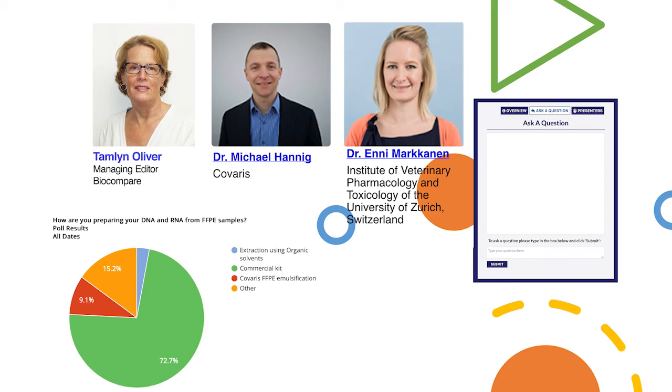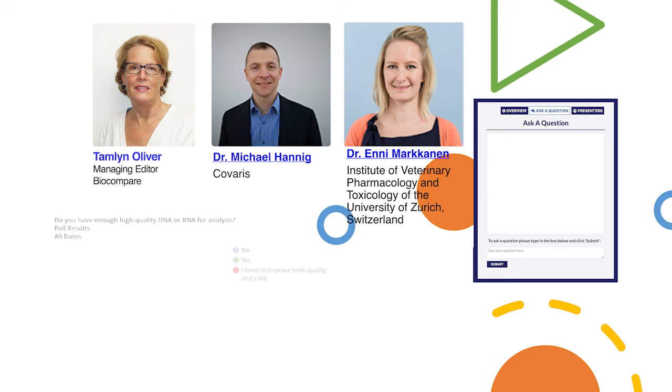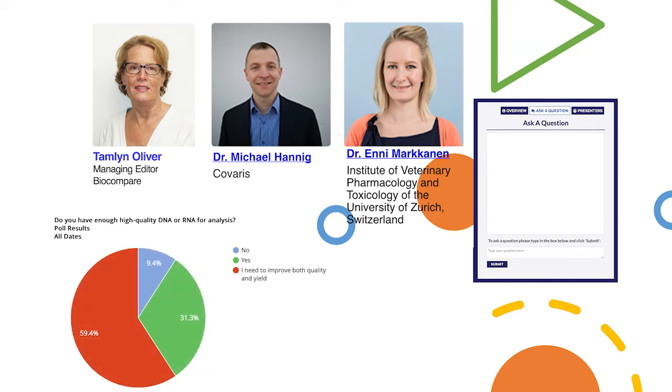All right, let's go to the second poll question. Do you have enough high-quality DNA or RNA for analysis? No, yes, or I need to improve both quality and yield. I'm going to give you a couple seconds to answer that. All right, it seems a lot of people need to improve quality and yield, or maybe just a couple that answered, so maybe that's not entirely representative. All right, let's go on to the next one.